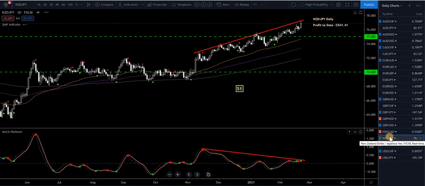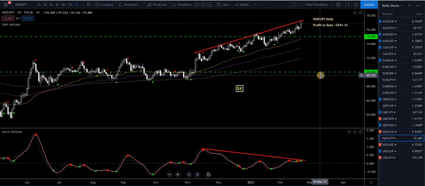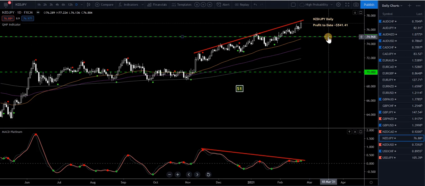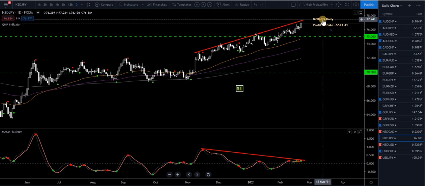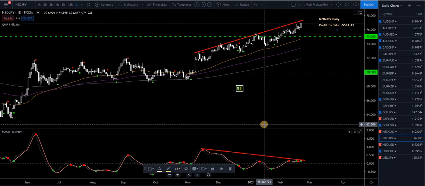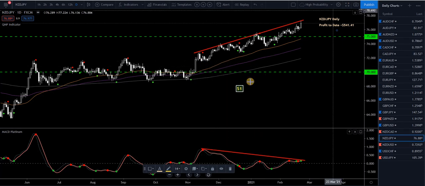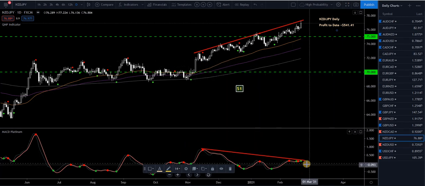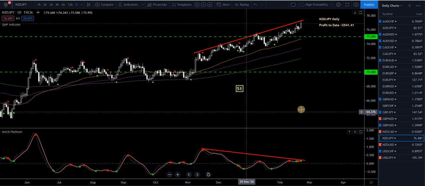New Zealand Japanese Yen, no trades on. This thing is going up. That's the 70-cent level. That's the 75-cent level. It's just tearing up nicely. It's a pair I don't mind trading. At the moment, nothing happening. Price is going up though. MACD is not reflecting that, so divergence. But nothing at the moment.